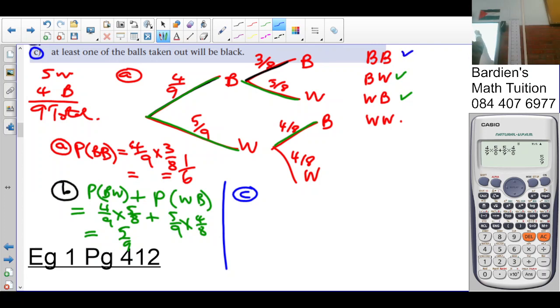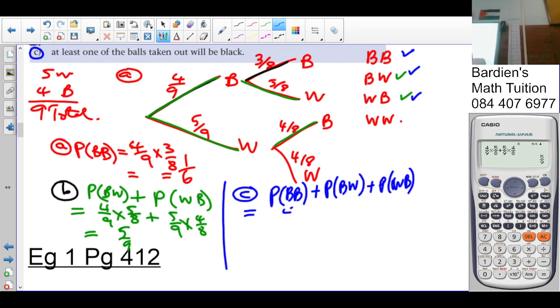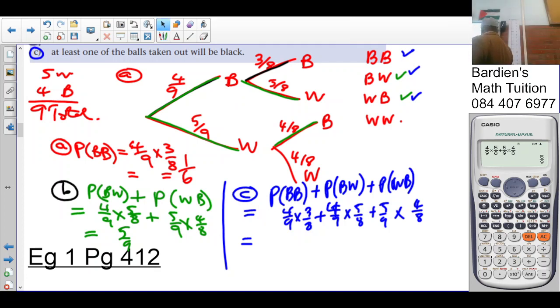At least one of the balls taken out will be black. So it could be black, black, black, white, or white, black. You all agree with that? So this simply can be the probability of black, black, plus the probability of black, white, plus the probability of white, black. We've worked this out already. There's going to be 4 over 9 times 3 over 8, which is 1 over 6, plus 5 over 9 times 4 over 8. So that gives us 5 over 9 plus 1 over 6, which is 13 over 18.